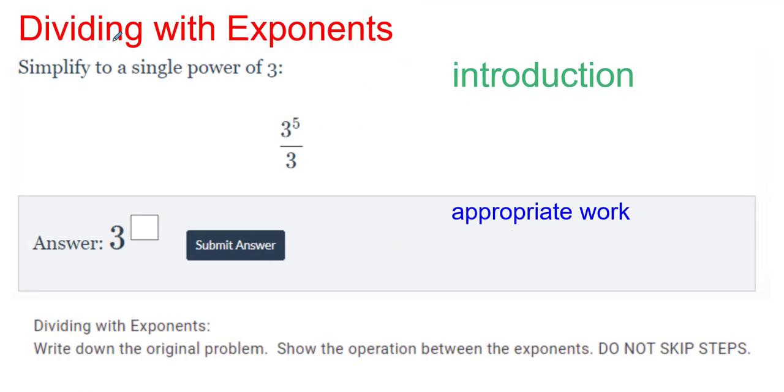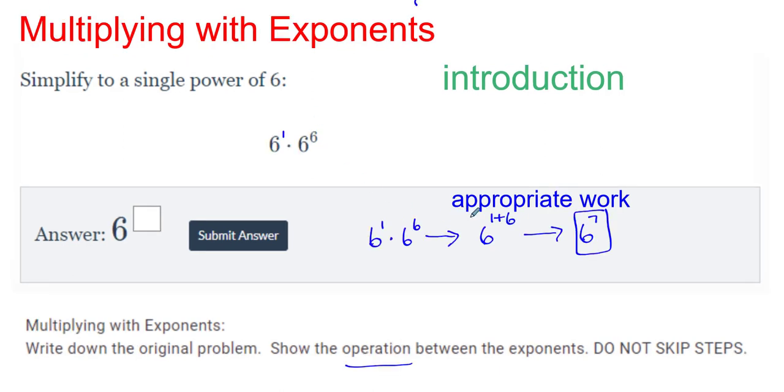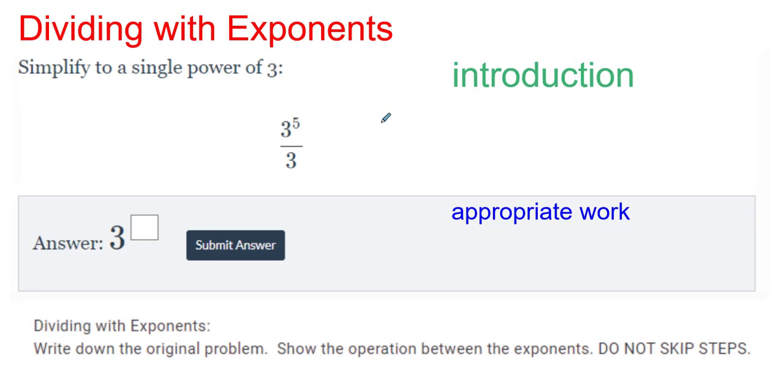Okay, dividing is real similar to multiplying. Notice that when we multiply, we add the exponents. So when we divide, we're actually going to subtract. I'm going to start by writing the original problem. So I've got 3 to the power of 5, divide by 3 to the power of 1. I'm going to give it an exponent of 1 there.